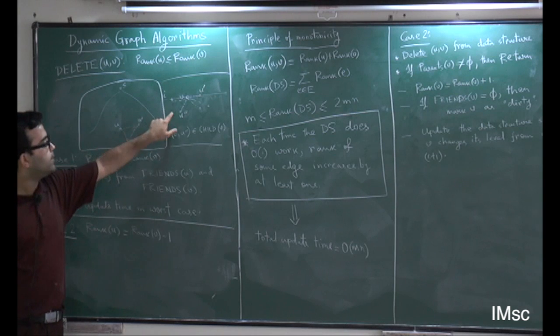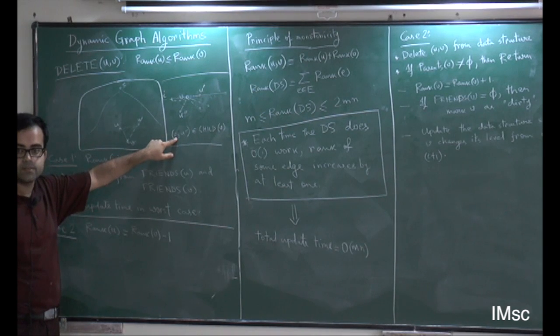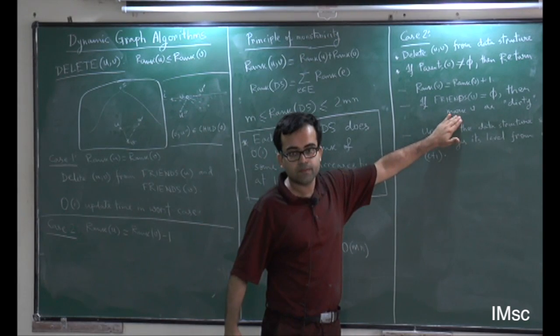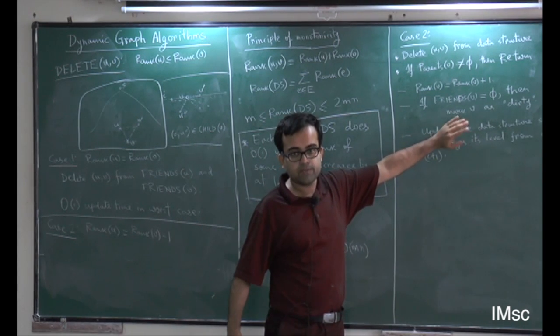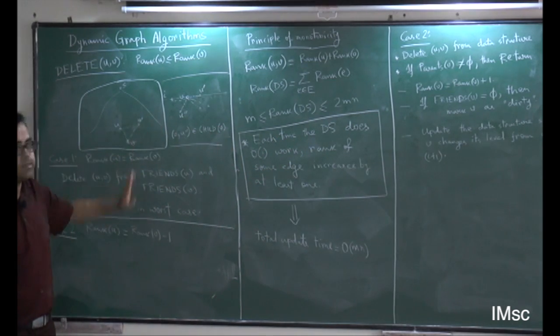So, now as V increases its rank, what will this become? This will become friend of V, right. But its rank may increase as well. No, but you do not know that. That is why we have marked it as dirty, because we do not know if its rank will increase further or not.